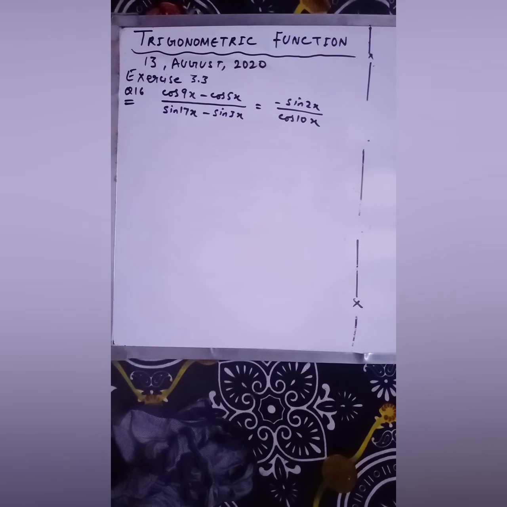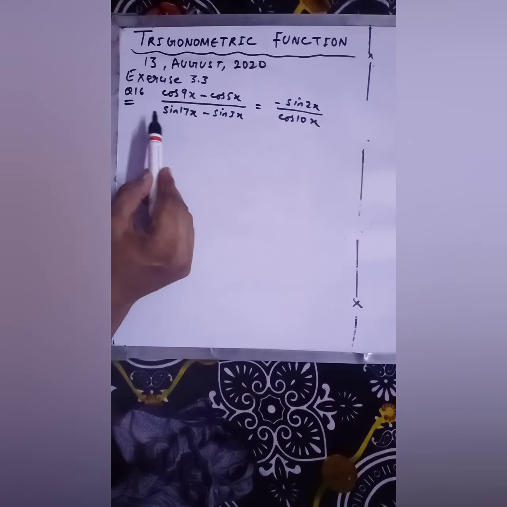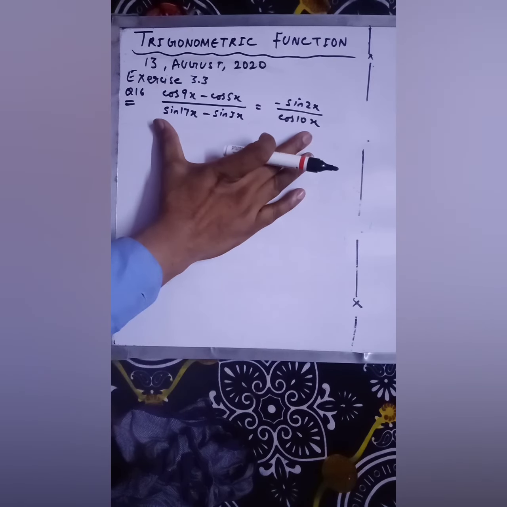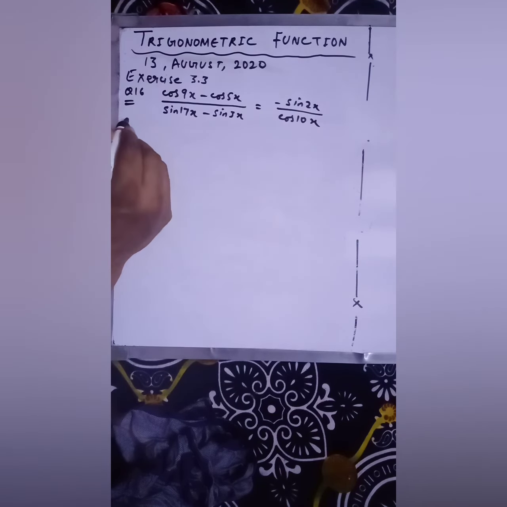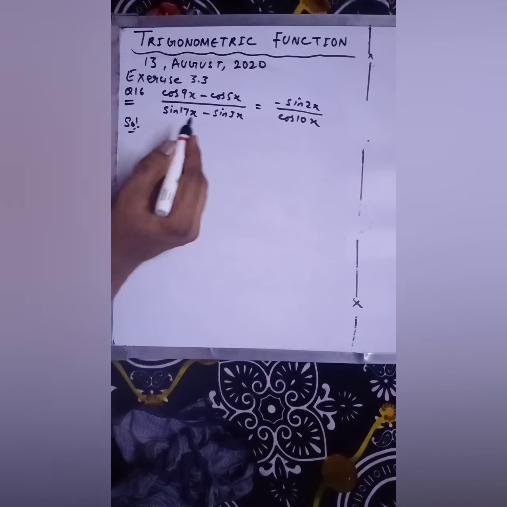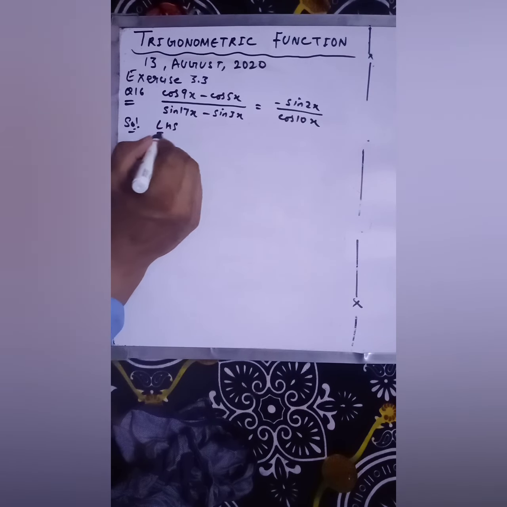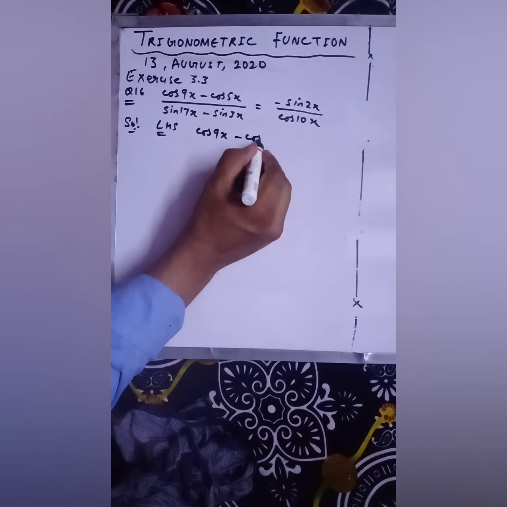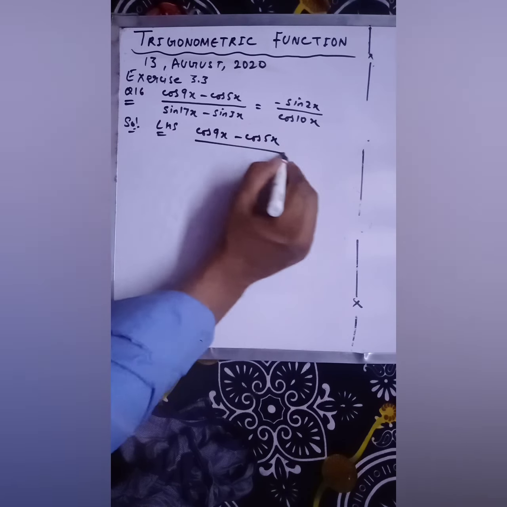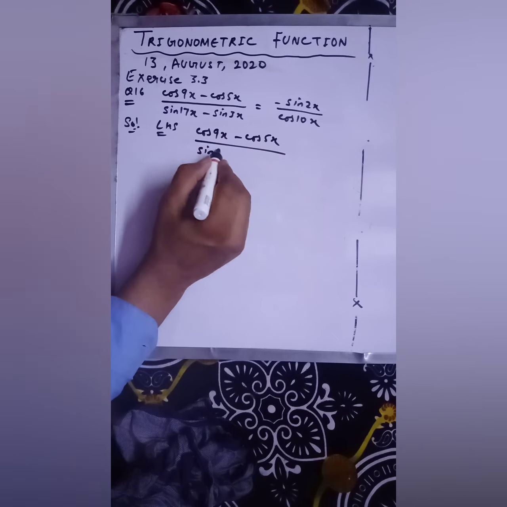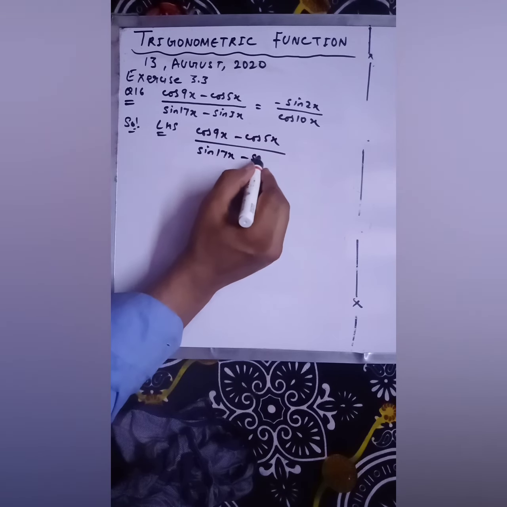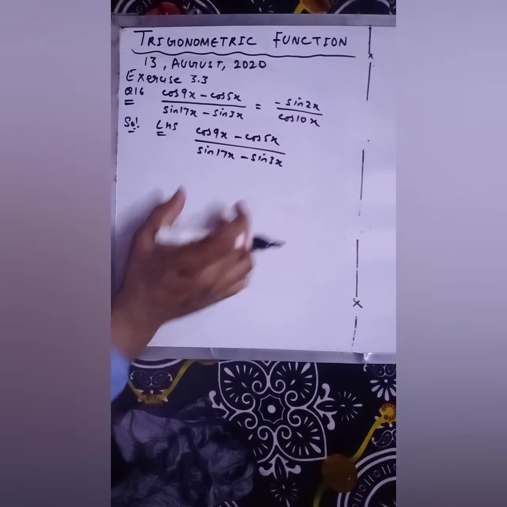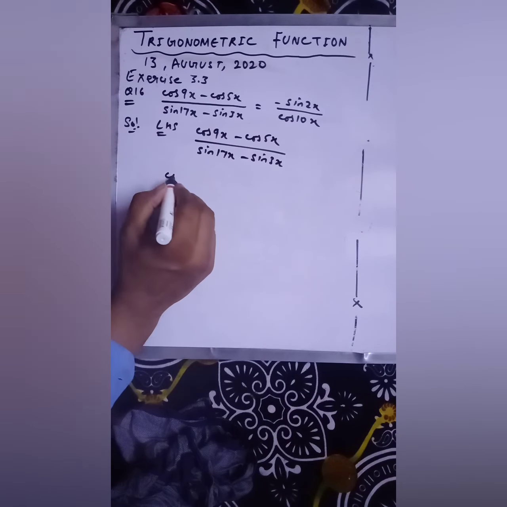Now we have to solve question number 16 of your NCERT. So here's the question. I'm writing the solution and copying the left hand side first. This is cos 9x minus cos 5x over sin 17x minus sin 3x. In the numerator you have to apply this formula.